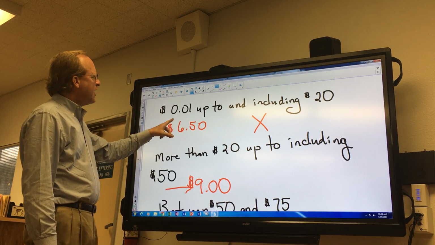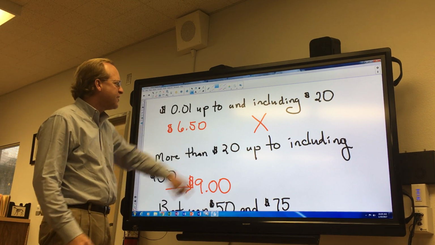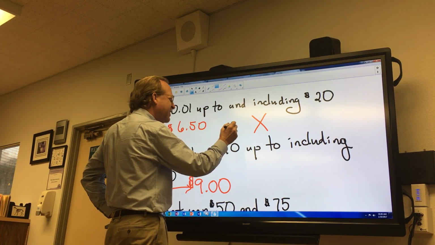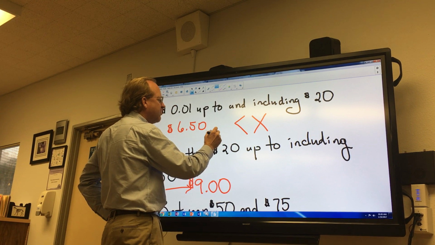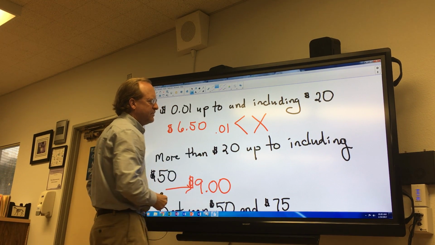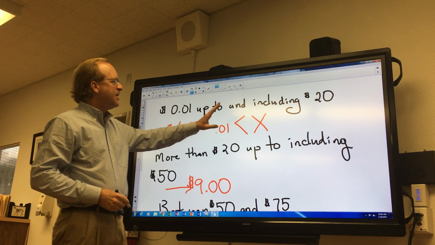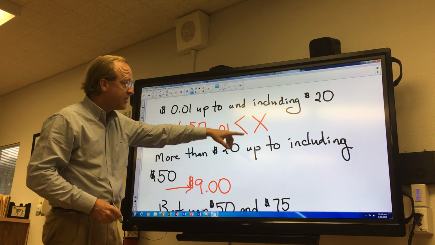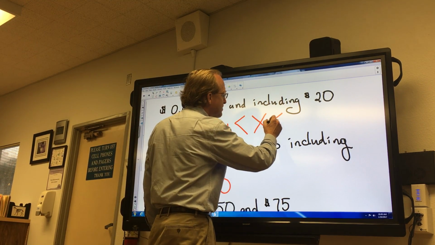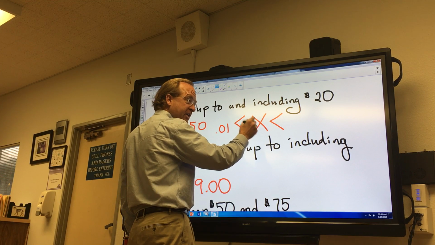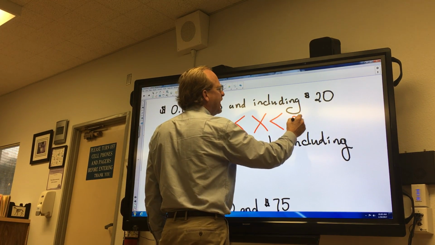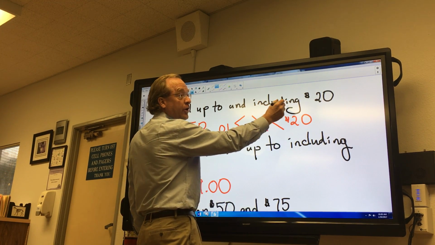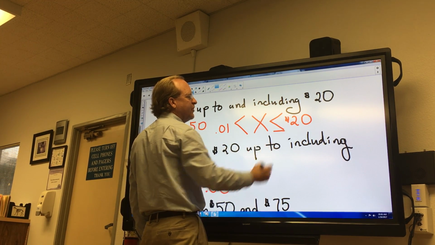Now, the number x is bigger than 0.0. So it's bigger than that. So x is bigger than 0.01, all right? And it can be as large as 20, all right? But it can't be bigger. So x has to be smaller, notice the pointy end going into the x, smaller than 20. Now it could also be 20, up to and including 20, so that means you put the equal sign.